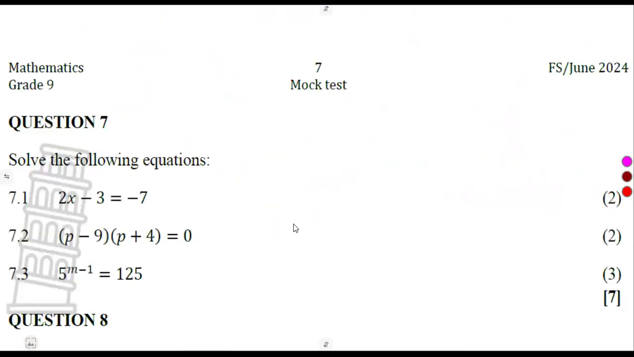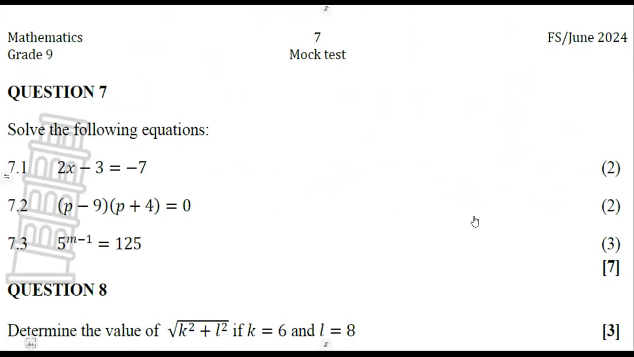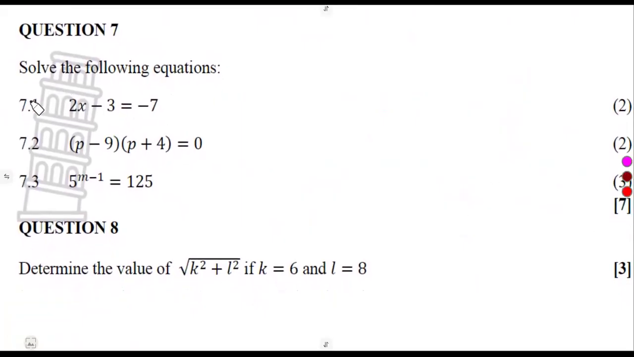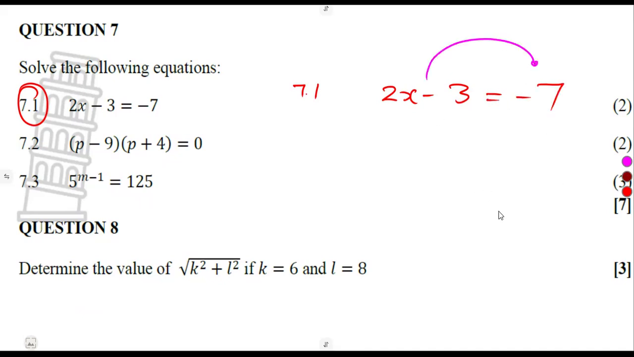Just like that. So this is what we're going to have. Solve the following equations. These are equations that we are given on question number 7. So the first one, 7.1, we are given, let's consider the first equation. 2x minus 3 is equal to negative 7. Taking the negative 3, this is a linear equation, guys.